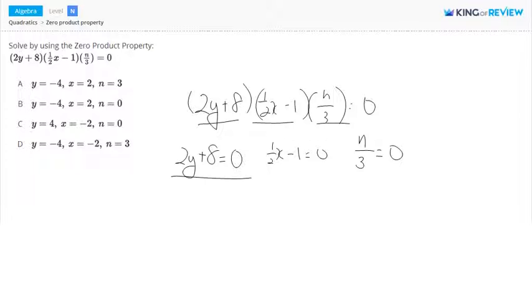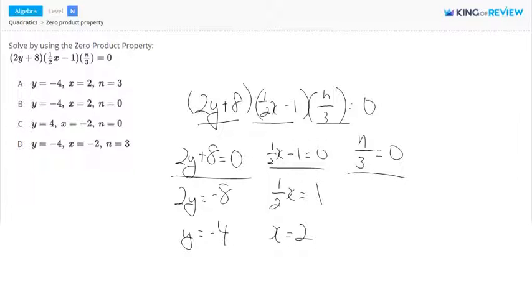We're going to subtract 8 from both sides. 2y is equal to negative 8, and then we're going to divide by 2. So that's going to say y equals negative 4. And this one, we're going to add 1 to both sides. One half of an x is equal to 1, and then multiply by 2 on both sides. So it's going to say x is equal to 2.